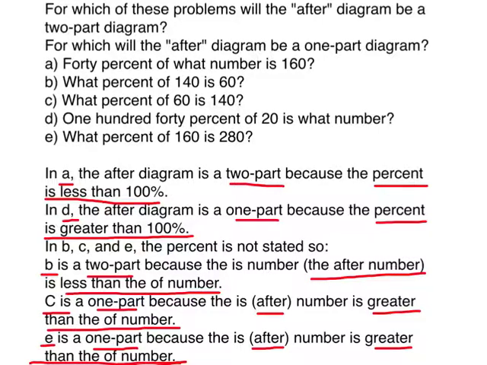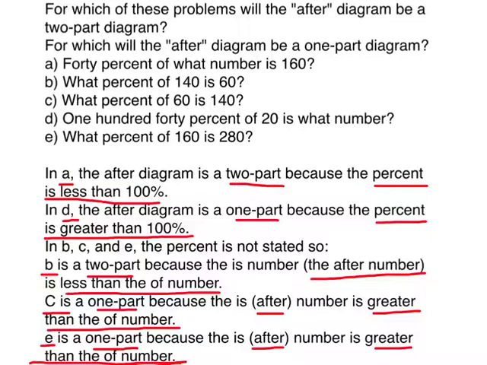A is going to be a two-part diagram like we've been using because the percent there, 40%, is less than 100. So we would have to find a 60% also, and we have the before number, which is 160. In D, the after diagram is going to be one part because you have a percent that's greater than 100. B, C, and E, though, are kind of different. We don't know what the percents are. They're not stated. So we have to take that a little bit further.